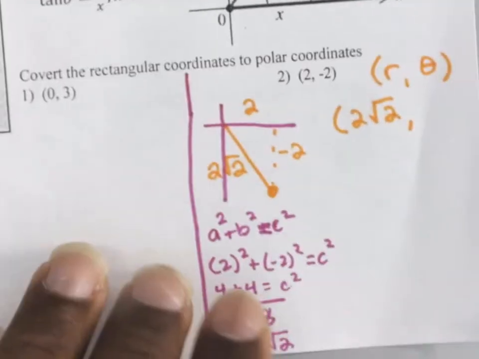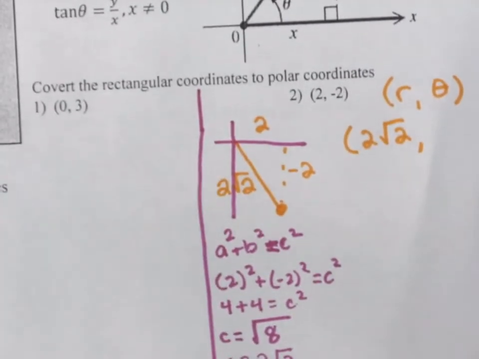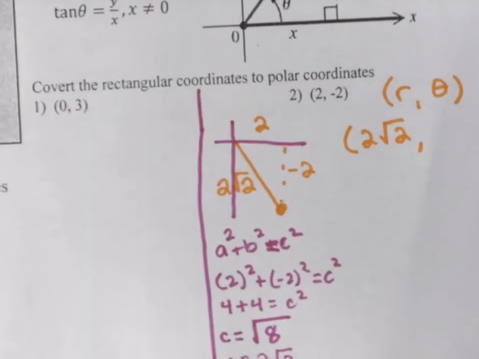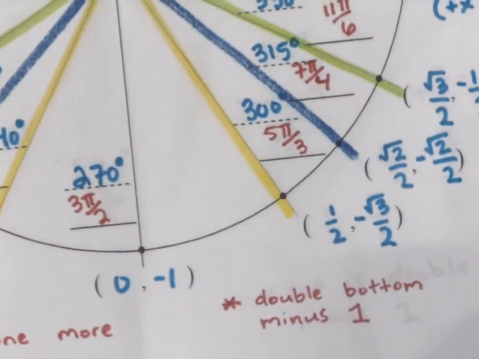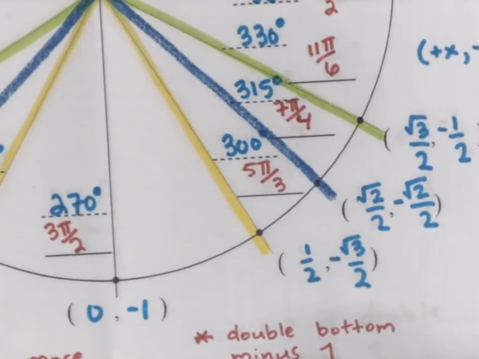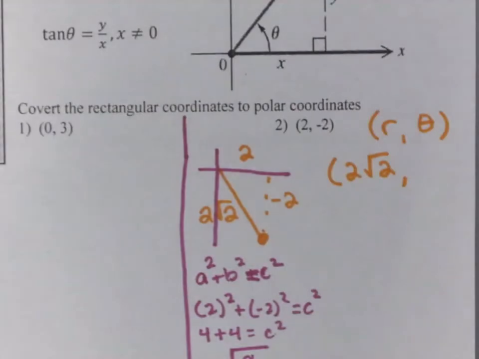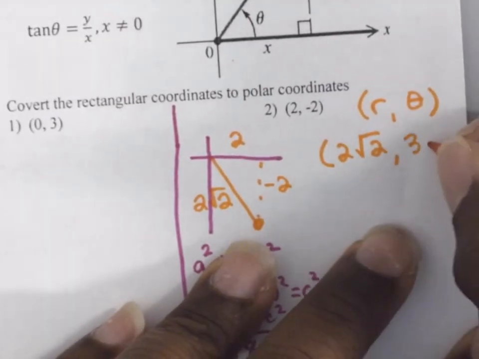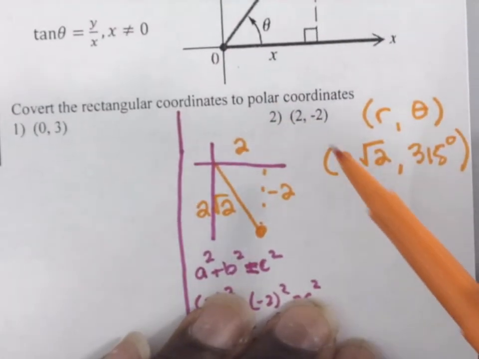I just need to figure out what angle this is at. Which quadrant am I in? I've only got a few angles to choose from. What do you notice about the coordinates? 2, 2 is a 45 in which quadrant? What angle is that? 270? No, close. It's 315. That's my angle. And just like that, I've converted it from rectangular to polar coordinates.